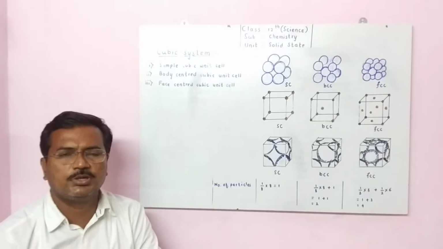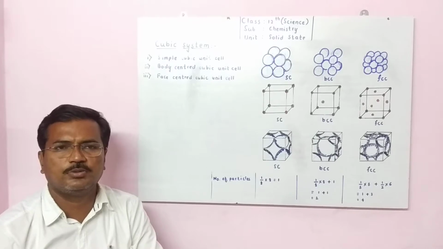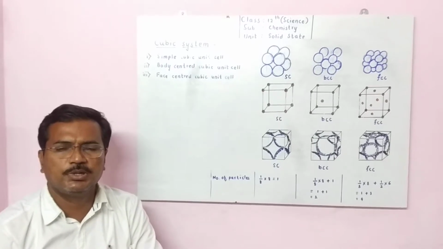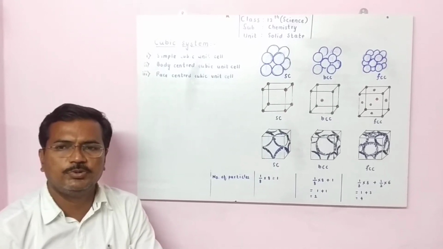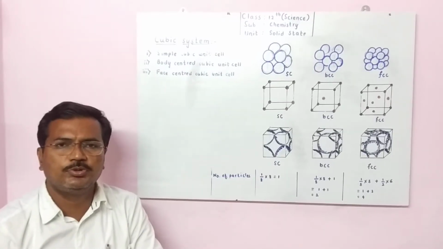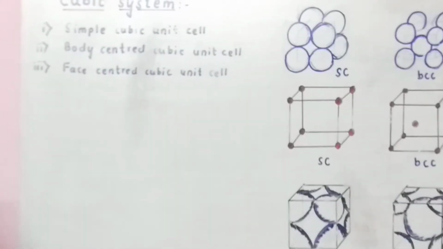Today we are going to study cubic system. We know that there are three types of cubic system. First, simple cubic unit cell. Then second, body centered cubic unit cell. And then third, face centered cubic unit cell. First, simple cubic unit cell.